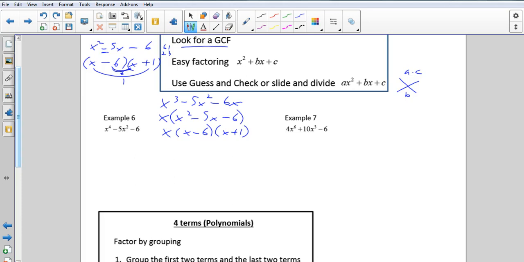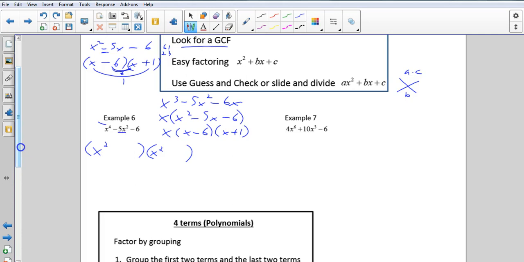Now we have x to the 4th. But think about it. Key is that's even. So we're still going to have two parentheses. But instead of x times x, we're going to use x squared times x squared. Really easy. If it was x to the 8th, we do x to the 4th and x to the 4th. If it's x to the 6th, like coming up at number 7, it'll be 3 and 3.